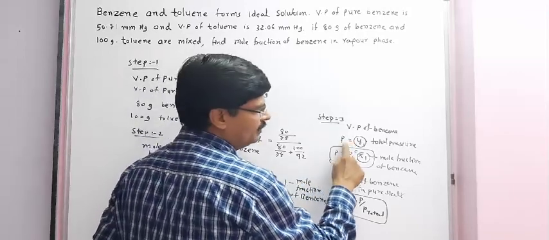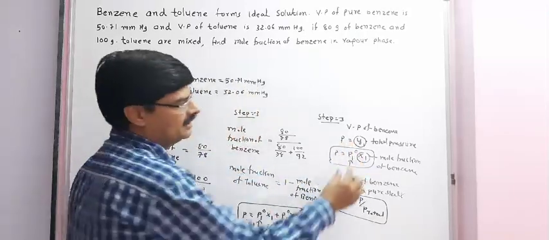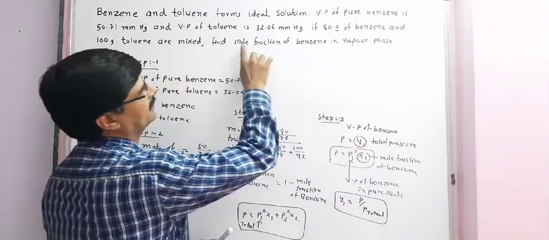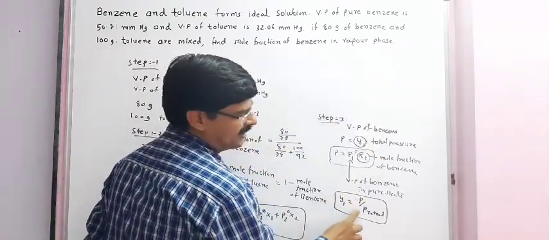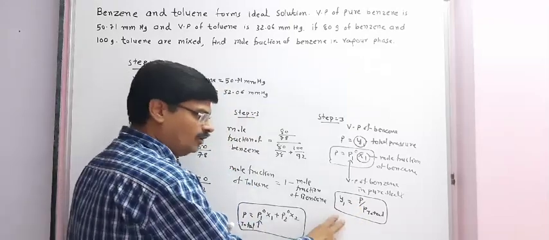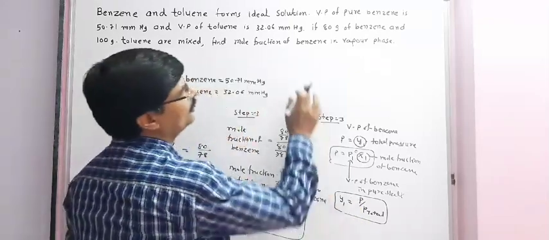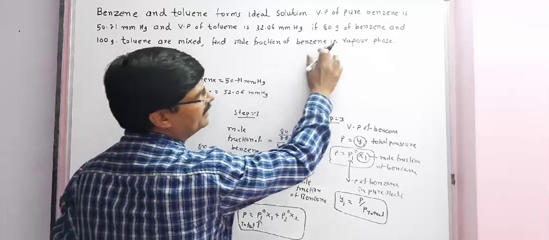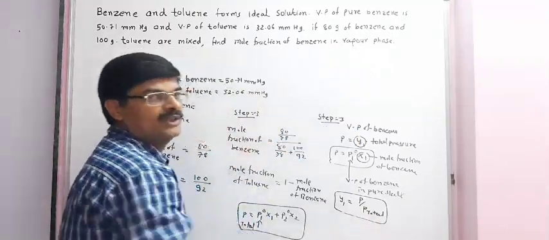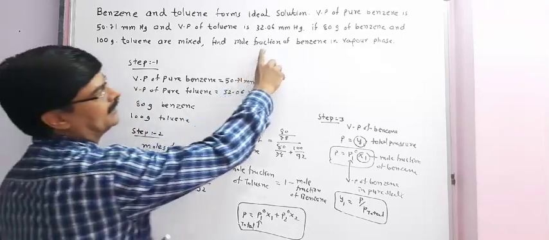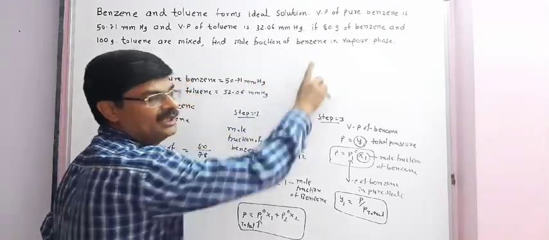Now using P is equal to Y1 into total pressure. What is Y1? That is a mole fraction of benzene in vapor phase. So Y1 is equal to P divided by P total. Also you want to find out the mole fraction of toluene in vapor phase. Just remove this answer from 1. You will get the answer for mole fraction of toluene in vapor phase.